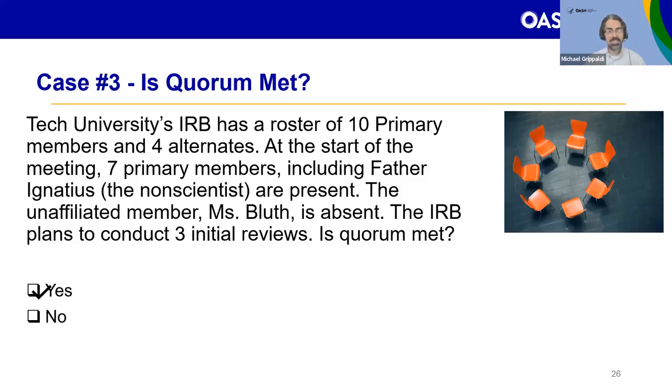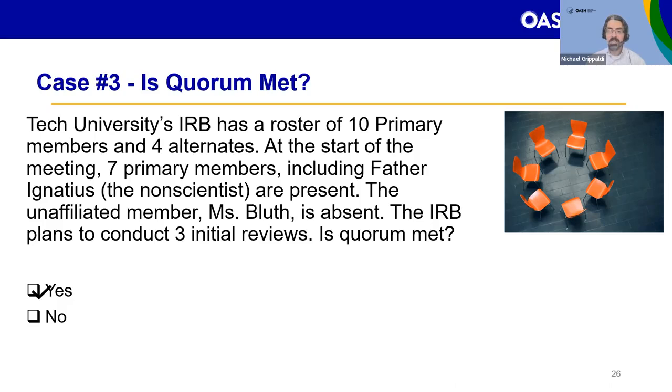Yes. So this one was a little tricky for a couple of reasons, but the majority of you got it, which is fantastic. So first, let's recall the definition of quorum. It's a majority of the primary voting members and the non-scientist. We are told that there's 10 primary members. So applying our formula for even numbers, 10 divided by 2 equals 5. Then we add 1 to receive a majority, right? We don't need half, we need the majority, and that's 6. And I did the math for you on the previous slide, so hopefully you remembered that. So we need 6 members, and we're told that we have 7 members present. So 7 is greater than 6, we have quorum.